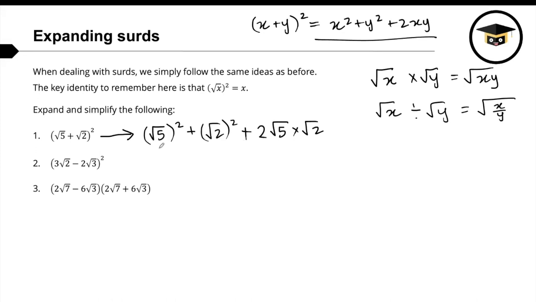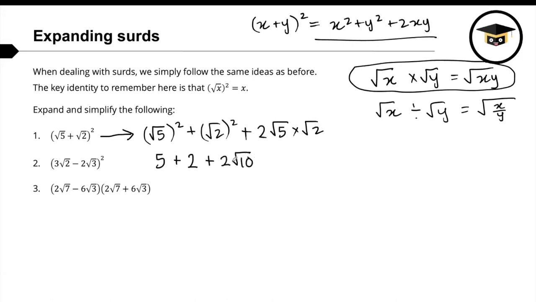So that means we're going to get root 5 squared, which is 5, plus root 2 squared, which is 2, and then we have plus 2 times, now, this is where this third law comes into play. Root 5 times root 2 is equal to root 10, so we're going to end up with 2 root 10, and now 5 plus 2 equals 7, so we can collect some like terms and say 7 plus 2 root 10. So that would be our final answer.